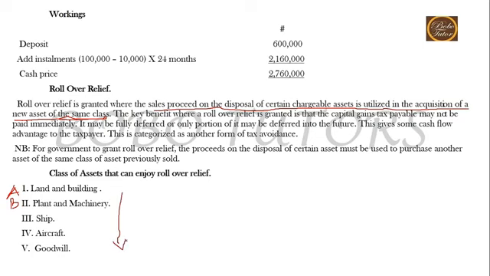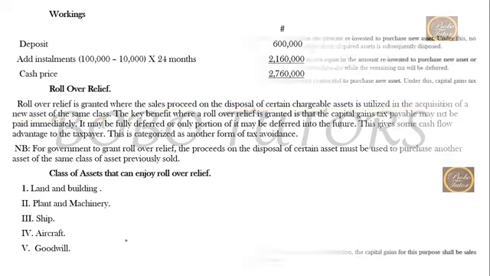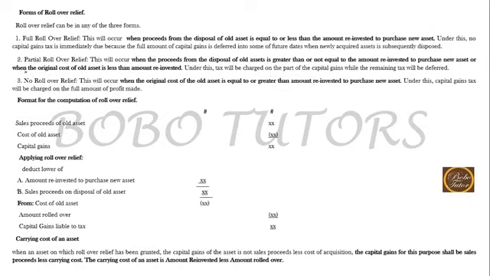Let's look at the forms of rollover relief. Rollover relief can be in any of three forms. We have the full rollover relief. This will occur when proceeds from the disposal of old assets is equal to or less than the amount reinvested to purchase new assets. You see, the proceeds on disposal of old assets, that amount you collected, if it is equal to the amount reinvested to purchase new assets, that's full rollover.